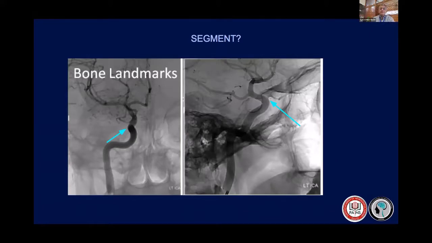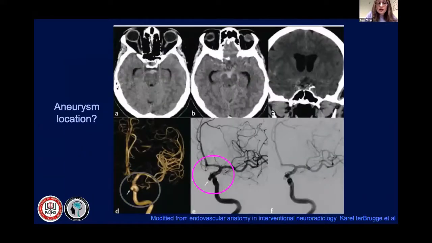Clinoid? Yes, this is clinoid. Very right. So now we talk about these segmental aneurysms. There are two kinds of aneurysms which arise from the clinoid segment. When they project laterally, they are called clinoid. But when they project medially, they are called carotid cave aneurysms.